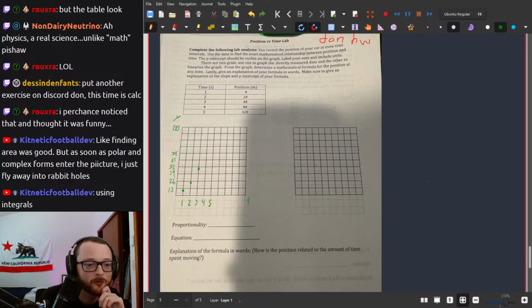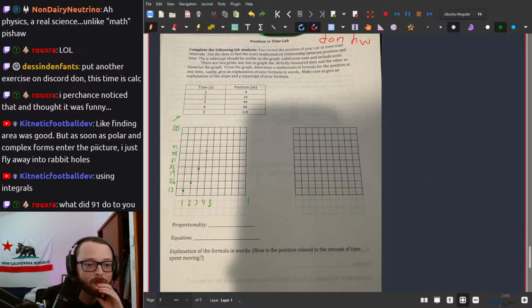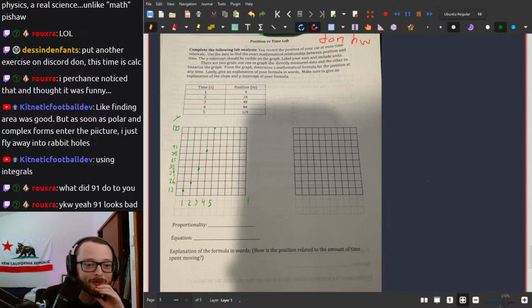$13 is like the worst number. 91. What kind of godforsaken number goes into 91? $84. There-ish. This doesn't even look linear. What did 91 do? I don't know. Not much, to be honest.